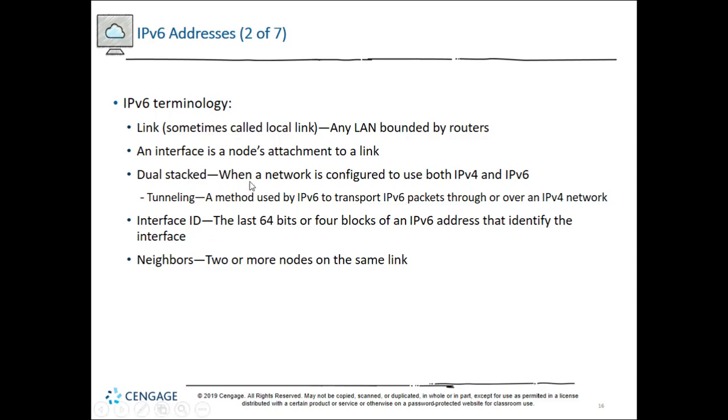Okay. Dual stacked is a term used when you're using IPv4 and IPv6, because not everybody's running IPv6 yet. And if we're going to use IPv6 over an IPv4 network, well, we have to find a way to package that data and send it through the IPv4 tunnel until we can reach an IPv6 network, and that's called tunneling itself.